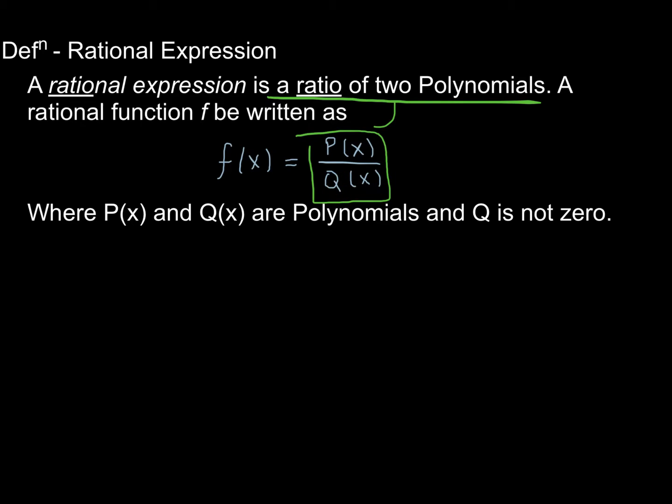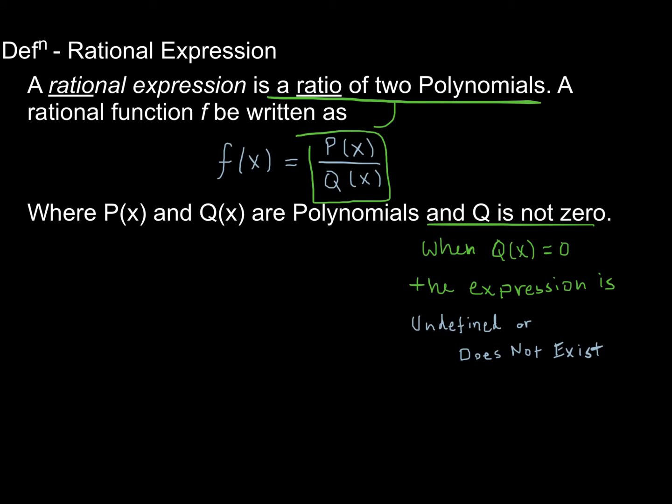So the polynomial in your denominator, in this case we've referred to it as q, cannot be 0. So when q is equal to 0, anytime that your denominator is equal to 0, we say that the rational expression is undefined or does not exist. Okay, and these terms, undefined or does not exist, show up a lot, particularly in calculus, and so it's very important that we're able to figure out where the function or the expression is undefined or does not exist.